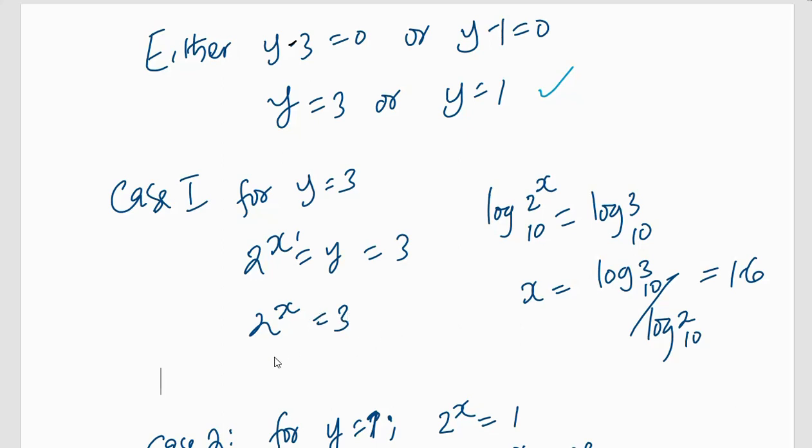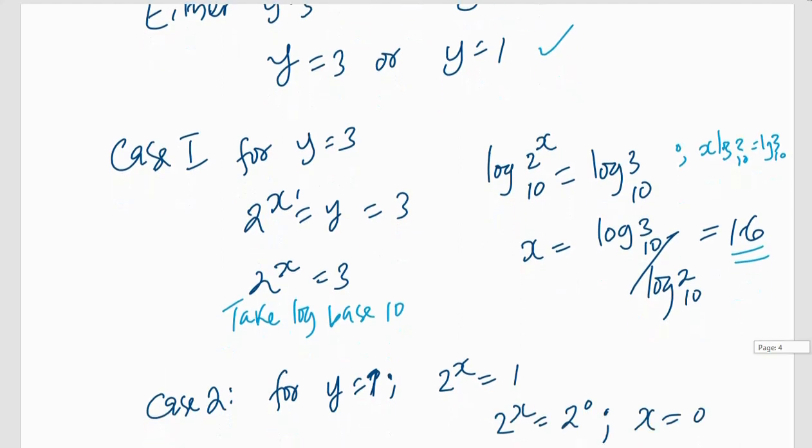If I take log to base 10, I will have an expression like this: log of 2 to the power x base 10 is equal to log 3 base 10. It means this one will be x log 2 base 10 is equal to log 3 base 10. Then I make x the subject of the formula, and I have x equal to log 3 base 10 divided by log 2 base 10, which is approximately 1.6.